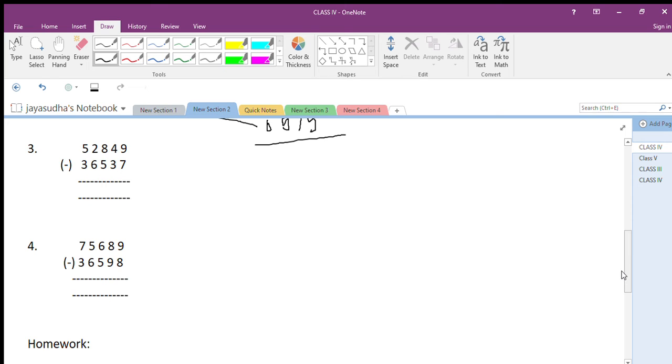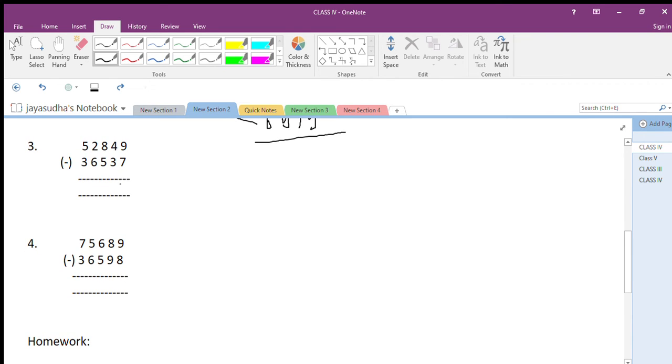9 minus 7. What do you get? 2. Then 4 minus 3. Tell me, children, what is your answer? 4 minus 3, 1. Very good. And then move on to the next column. 8 minus 5, you get 3.